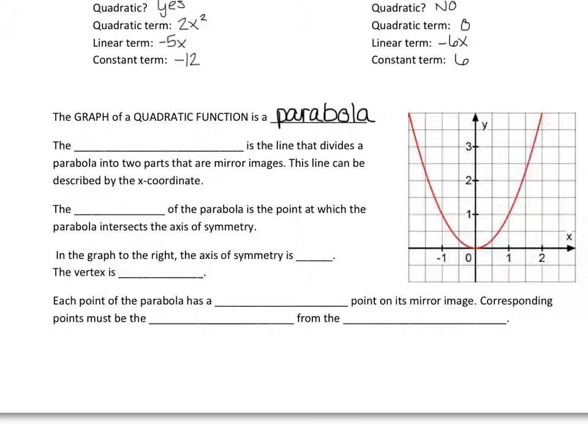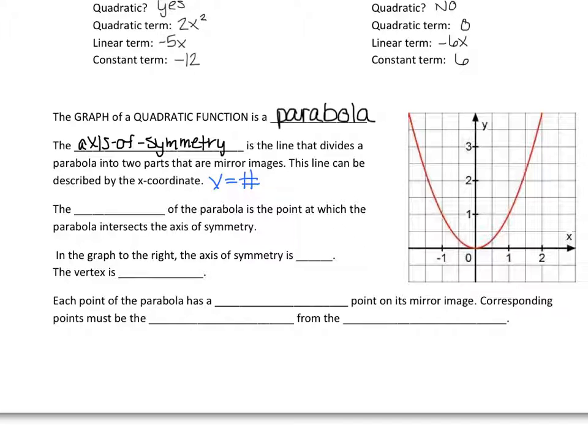All parabolas have an axis of symmetry. Axis of symmetry. That is the line that divides a parabola into 2 parts that are mirror images because it's symmetrical, so we can divide it in half. This line can be described by the x coordinate. So it will always be x equals a number.